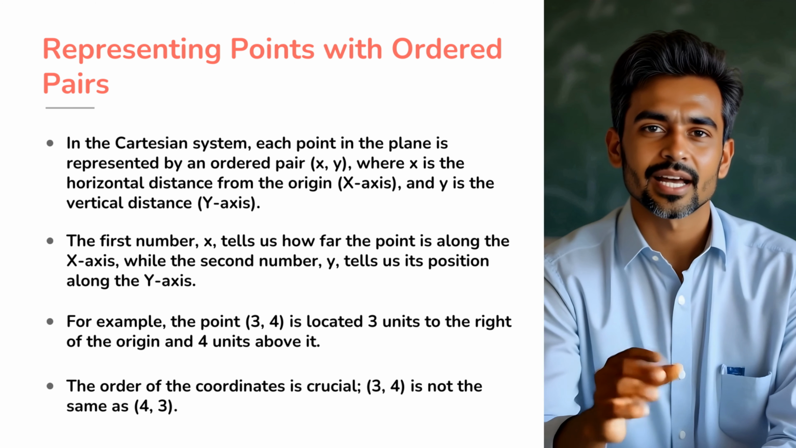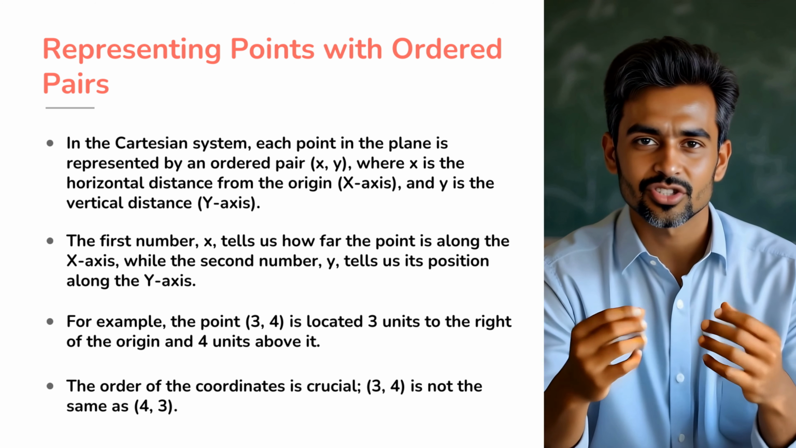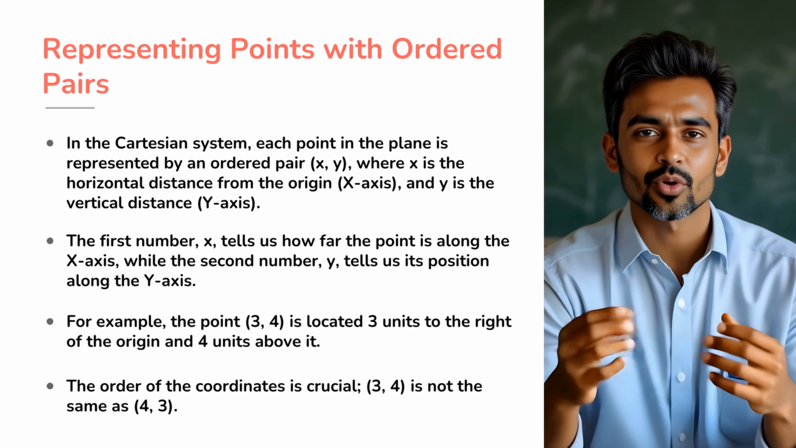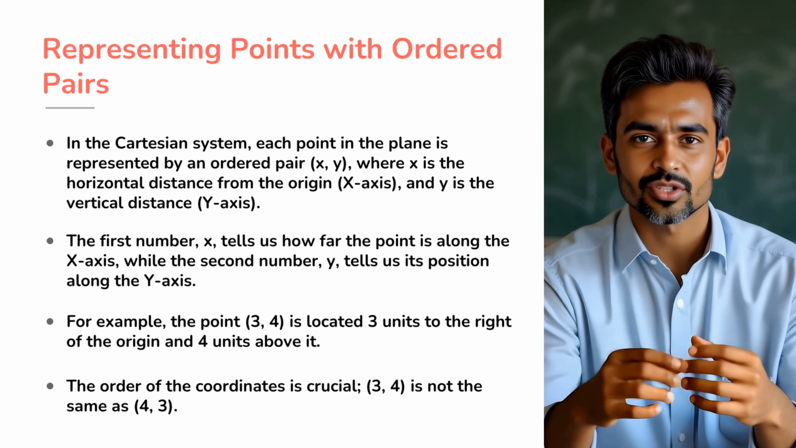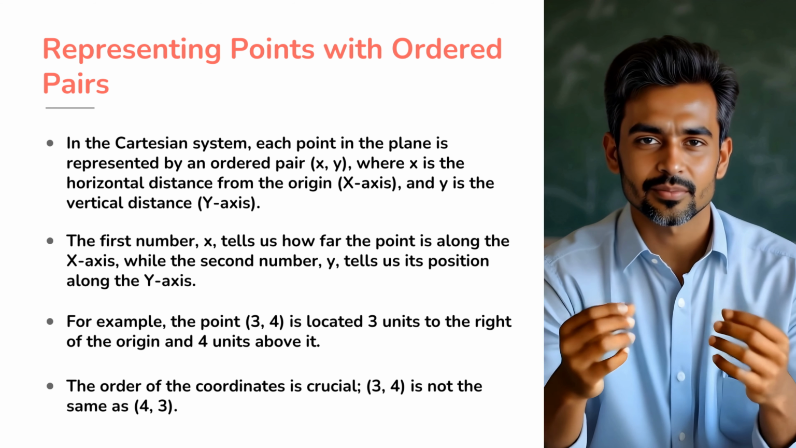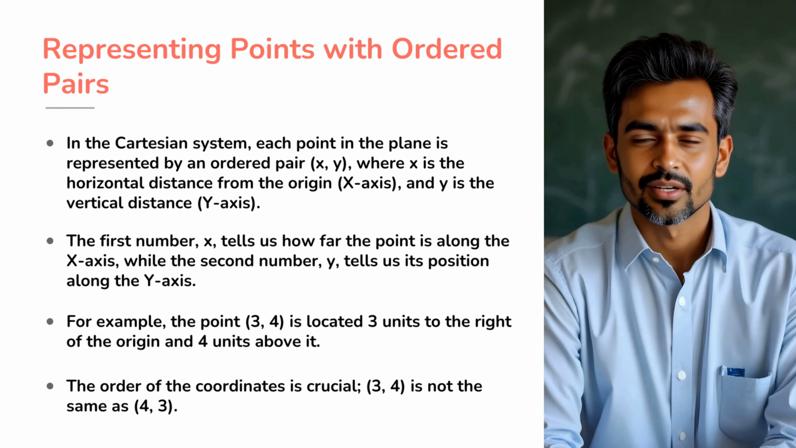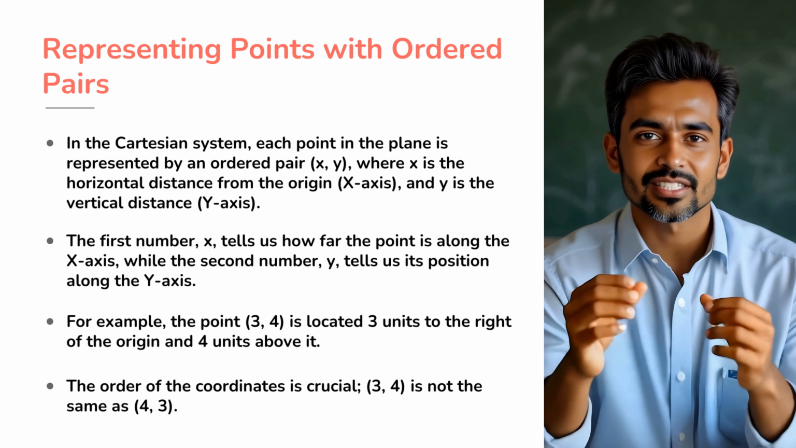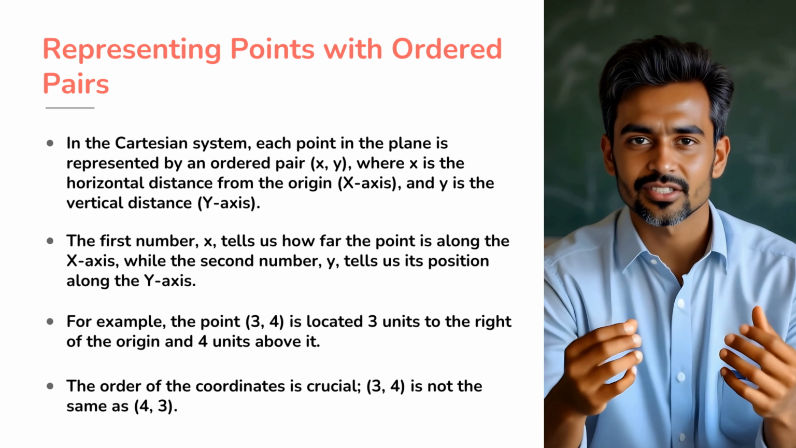Now that we understand the axis, let's talk about how we represent points in the Cartesian system. Every point is represented as an ordered pair (x, y), where x is the horizontal distance from the origin and y is the vertical distance. The first number, x, tells us how far the point is along the x-axis, while the second number, y, tells us its position along the y-axis.